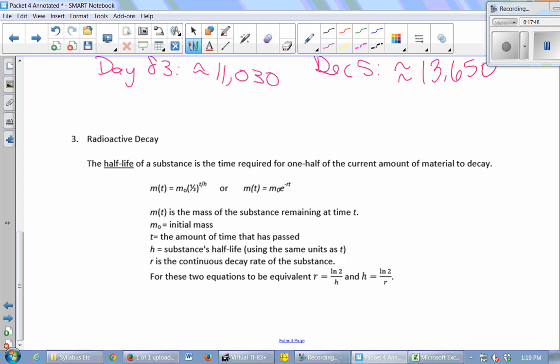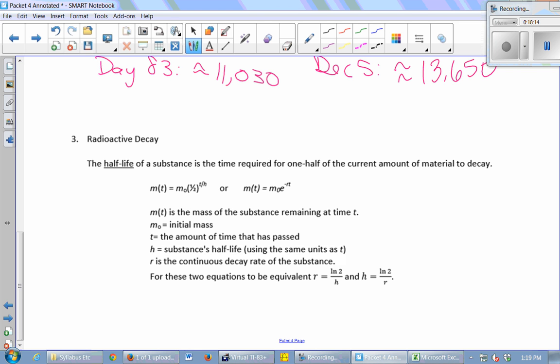So we have two equivalent formulas, similar to before. M0 times 1/2 to the T over H, or M0 times e to the negative RT. M0 is your initial amount, the amount of stuff you start with. T is time, H is half-life, and R is called the continuous decay rate.